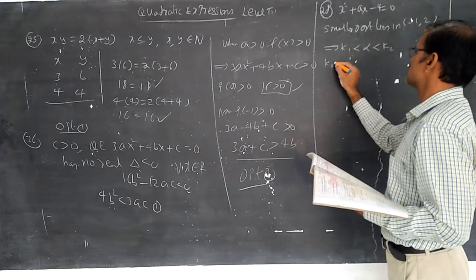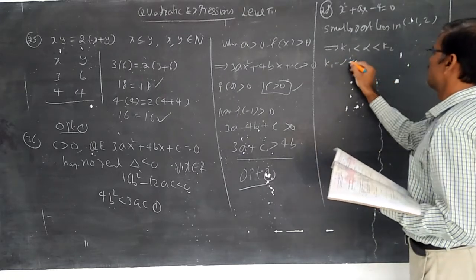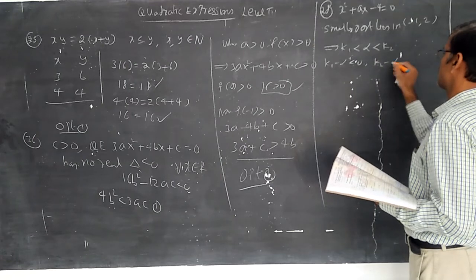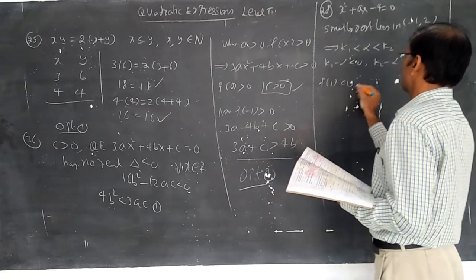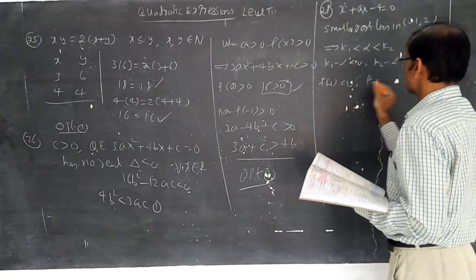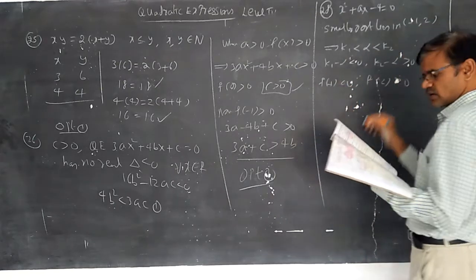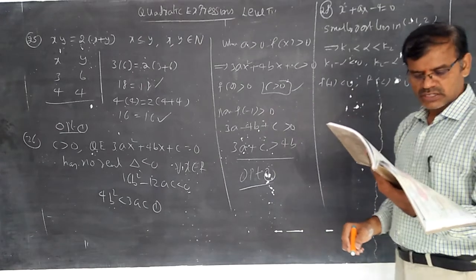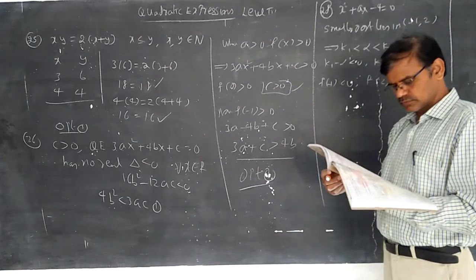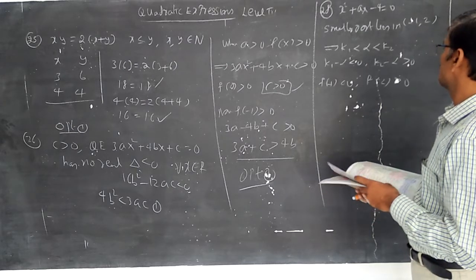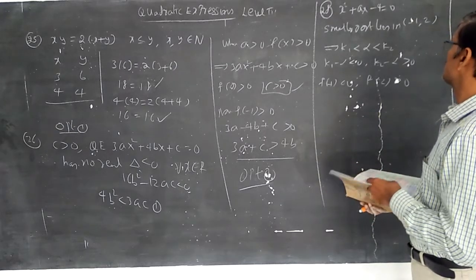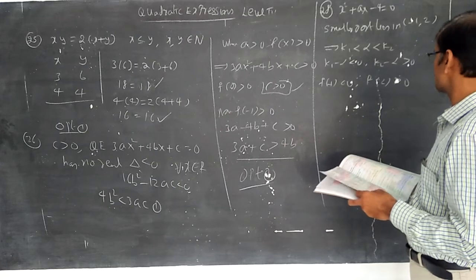So k1 minus alpha less than 0 and k2 minus alpha greater than 0. So you can write f of 1 less than 0, f of minus 1 less than 0 and f of 2 greater than 0.